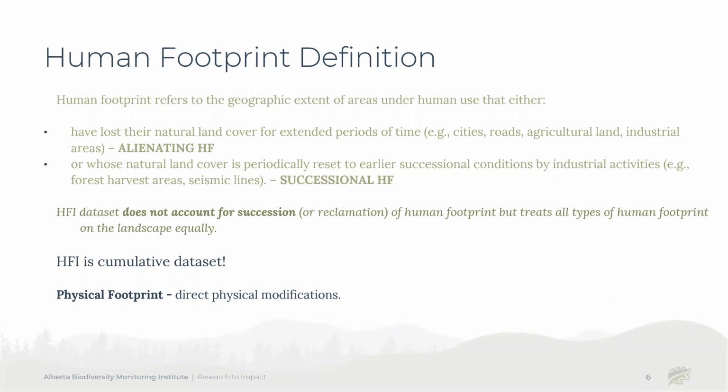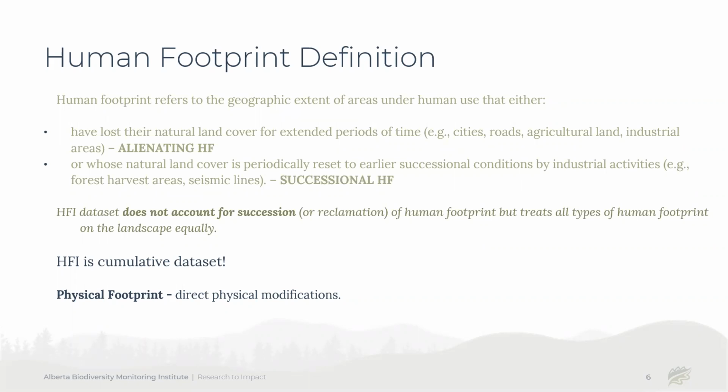Now, within our human footprint data set, we do not discriminate between those two cases, and within our data set, you are going to have both cases of human footprint types or groups side by side. The human footprint data set is cumulative, which essentially means that we go by the rule: once human footprint, always human footprint. And we are adding additional information to the human footprint, let's say in the form of attribution.